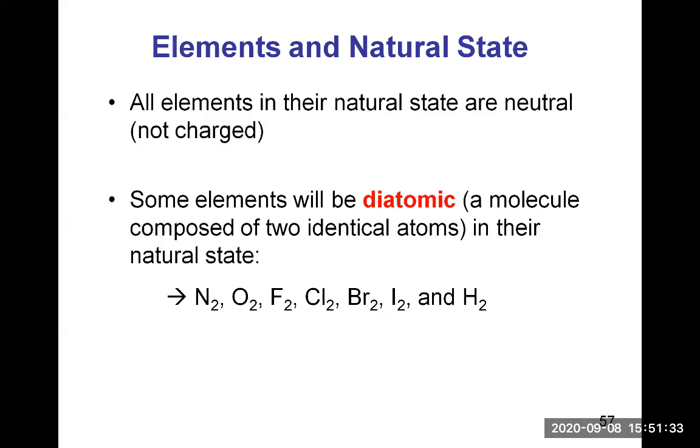And these are almost all gases except bromine. Br2 is a brown liquid, and iodine, I2, is a purple solid. But all the others are gases. When you find them in their elemental state, they are always diatomic molecules made of 2 atoms. But still, we will call them the same: nitrogen, oxygen, fluorine, bromine, chlorine, iodine, and hydrogen.